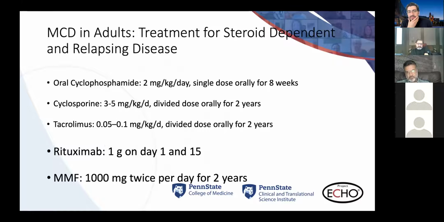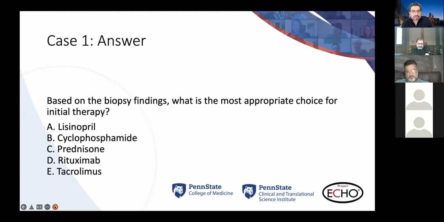So right now, the options which we have are in a steroid dependent or relapsing patient. Steroids still are the mainstay primary therapy if somebody's steroid dependent, resistant, or relapsing. We can use oral cyclophosphamide for 8 weeks, cyclosporin 1 to 2 years, tacrolimus 1 to 2 years, rituximab has been tried like one course, and MMF, which is mycophenolate mofetil, again for 1 to 2 years. So the answer, I think everybody was right on that.